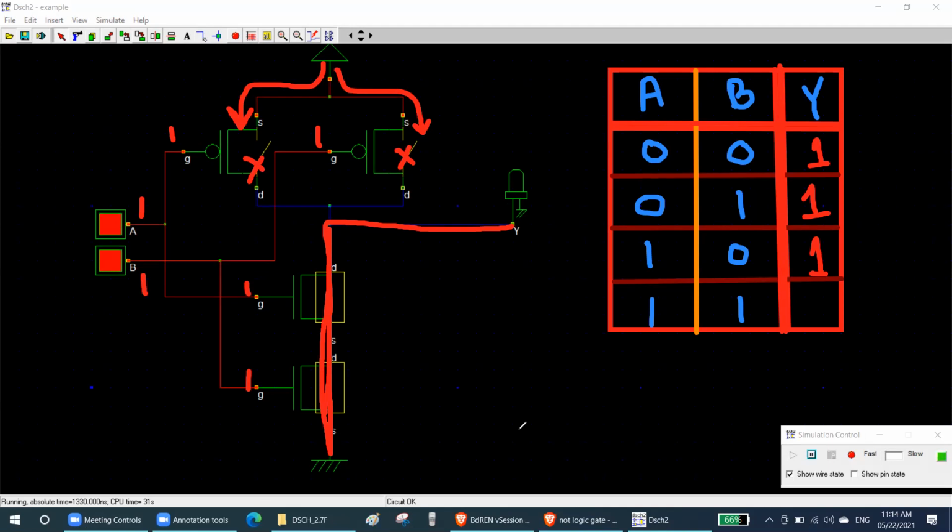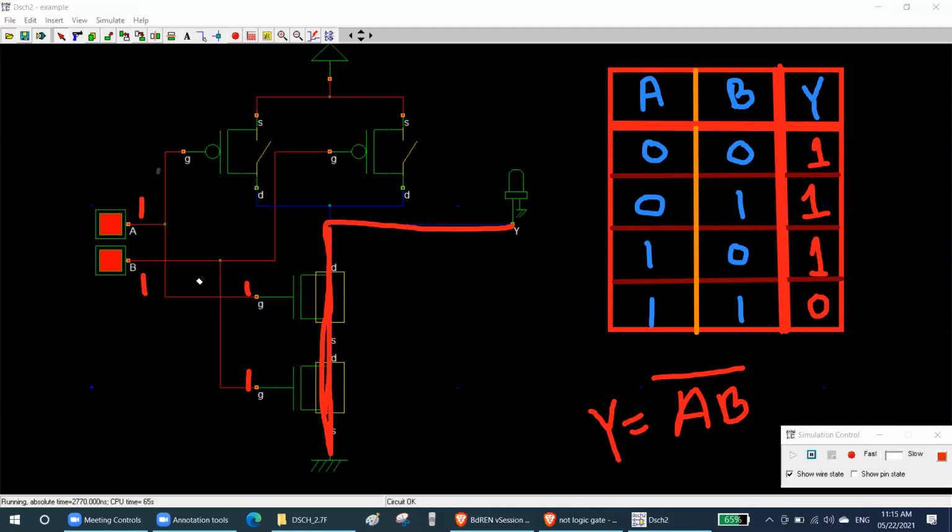It is a short path to the ground, so it will discharge. Got my point, everyone? Yes, sir. Okay, so your output will be 0. This is a NAND gate, right? So 0, 0 gives 1; 0, 1 gives 1; 1, 0 gives 1; 1, 1 gives 0. So your output equation becomes AB bar. So Y is equal to AB bar. Okay, everyone? Yes, sir.